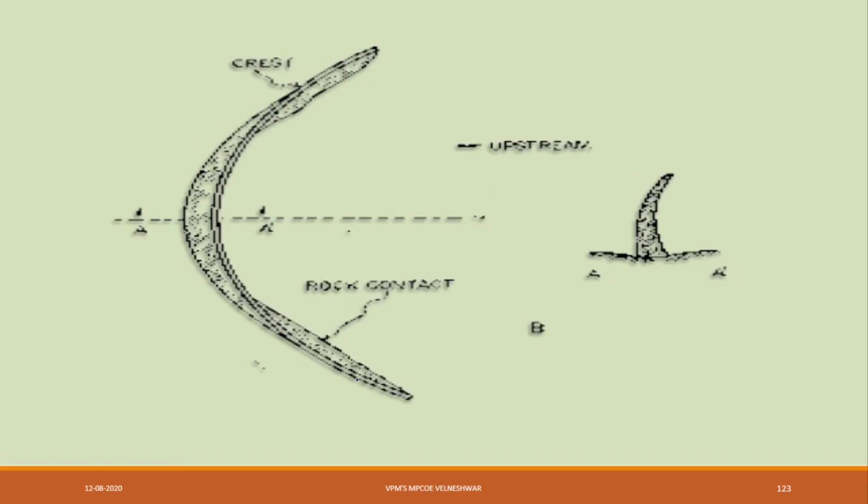Now if you see here, this is one layer, and one layer is like this. Means you can say it is passing in this way. Here the crest is nothing but the top side of the dam. This is your upstream, from which the flow will come, and here it is a rock content, exactly at the edges. He is providing some rocks.